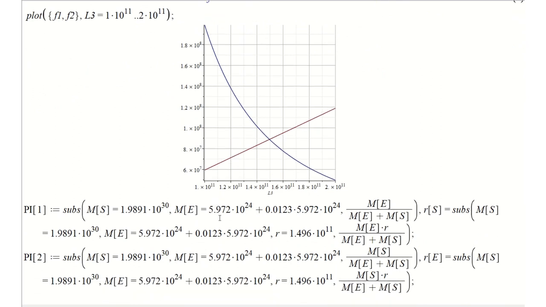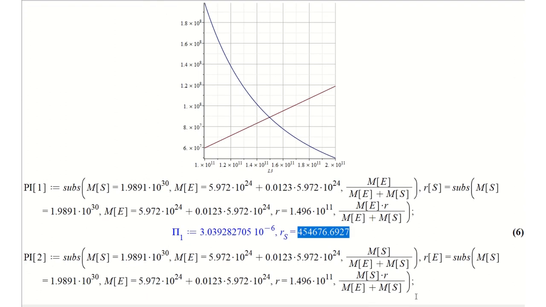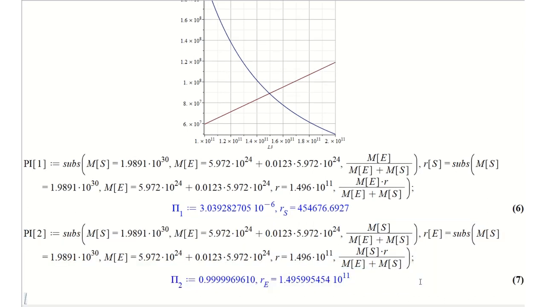And then I want to calculate pi 1 and pi 2. Pi is already reserved in Maple, so I am using capital Pi 1 and RS value. So Pi 1 is 3.303 into 10 power minus 6. Similarly, RS, this position vector, is this much meters. Then Pi 2 and RE we can also calculate, and these numbers I am going to carry forward in the PowerPoint presentation.